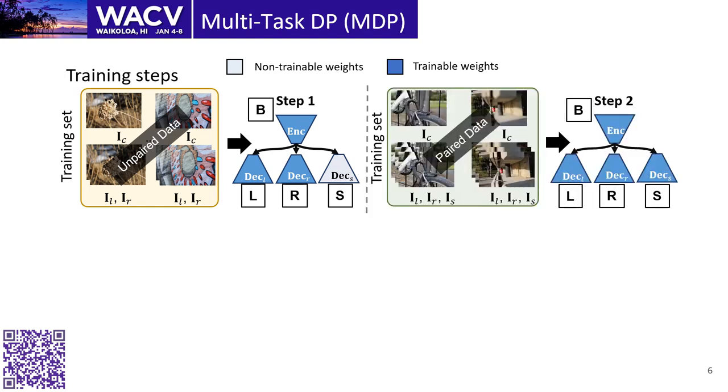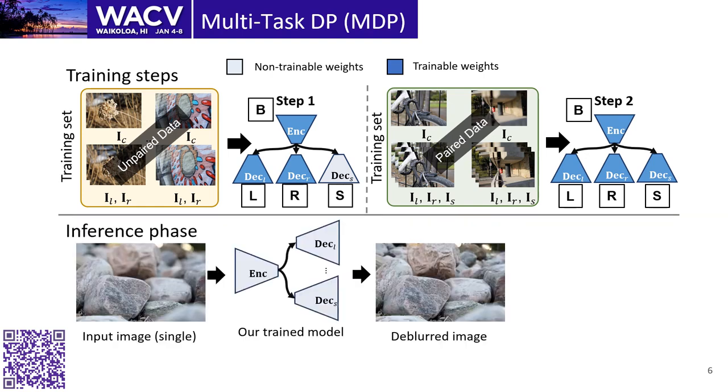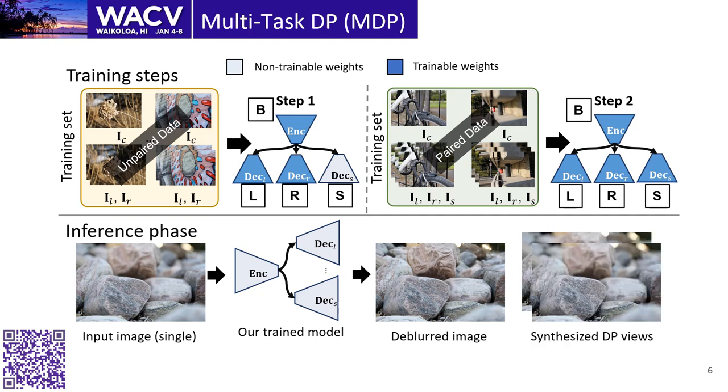In the second stage, we trained for the other task of defocus deblurring to estimate the sharper image through the deblurring decoder branch. In this second stage, we trained for the two tasks jointly. As for the inference time, our multitask network doesn't require the DP data to be available at inference time, which makes it able to deblur a single input image. Not only that, it also estimates the DP views of the single image input.